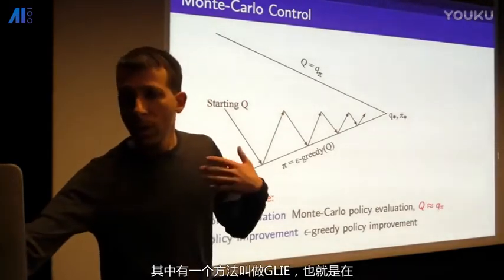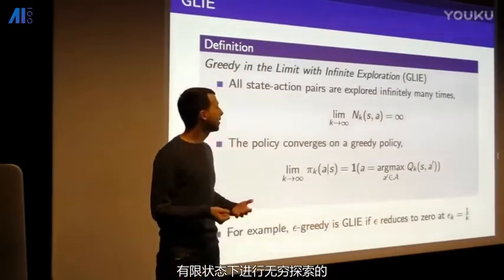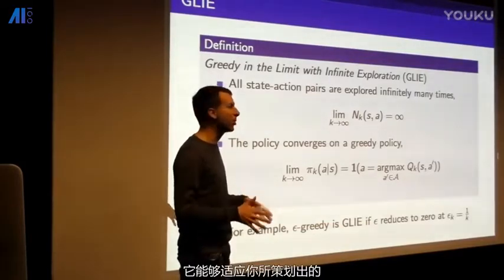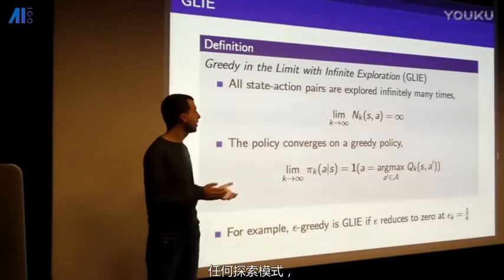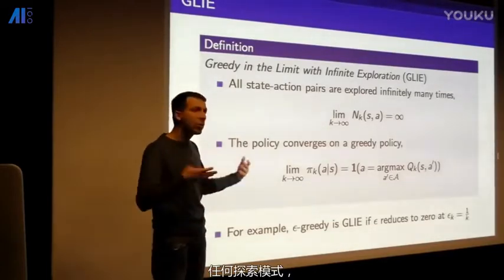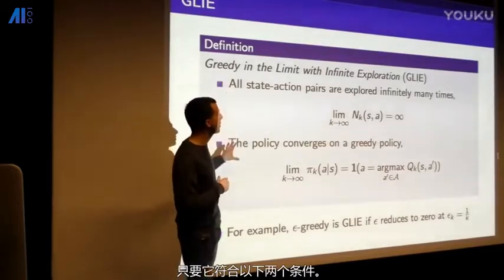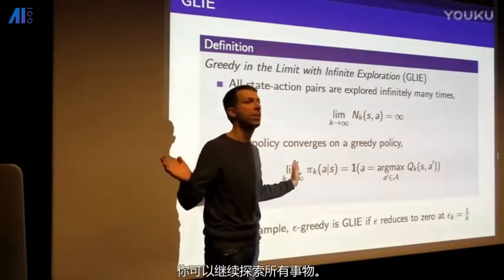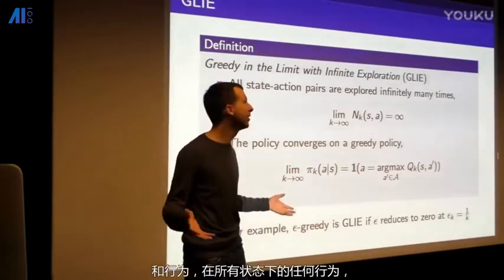One idea for balancing those two factors is called GLIE, greedy in the limit with infinite exploration. The idea of GLIE is basically to come up with any schedule, if you like, for exploration, such that two conditions are met. The first condition is that you continue to explore everything, that all states and all actions are visited infinitely often.